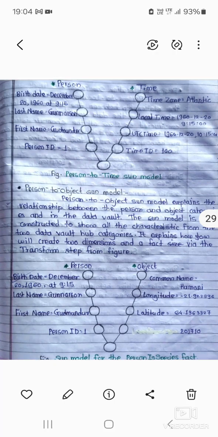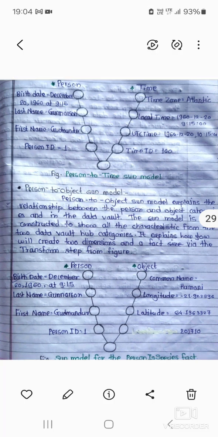In the person dimension, there are attributes like person's birth date, person's last name, person's first name, and person's ID. In the time dimension, there are time zone, local time, UTC time, and time ID. So basically there are two dimensions, person and time, and they are categorized like that. So this is called the person to time Sun model.